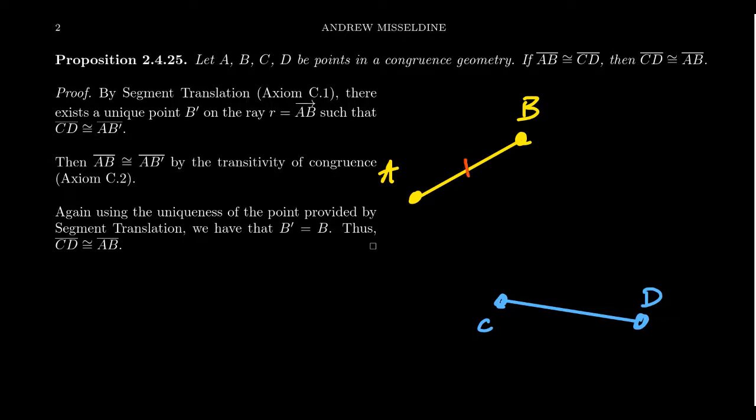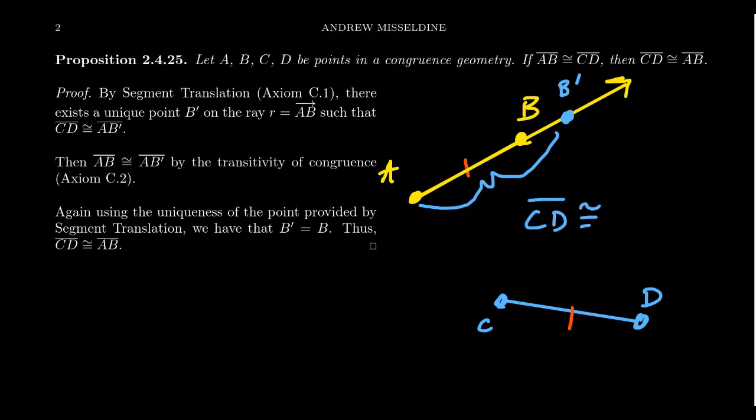All right, so by segment translation, there exists a unique point, we could call it B prime, that's on the ray AB such that CD is congruent to AB prime. So what we're going to do is think about this line segment. It could be extended, of course, by the extension axiom. We can extend this into some ray, right? Think of the whole ray. Well, by segment translation, there's a unique point, call it B prime, that lives on this ray, such that CD is congruent to AB prime. I actually should write it the other way around because we haven't yet proven that this thing is symmetric.